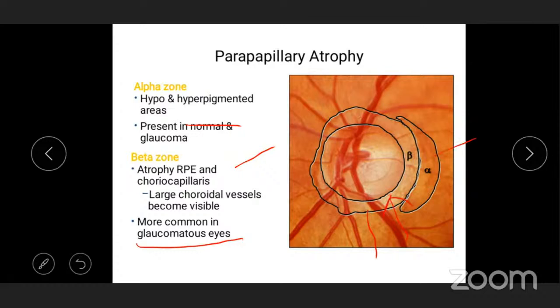The alpha one is away from the disc margin. So the third B is besides the disc. So the third B of beta zone is besides. So the 3 B's are beta, beware, and besides.